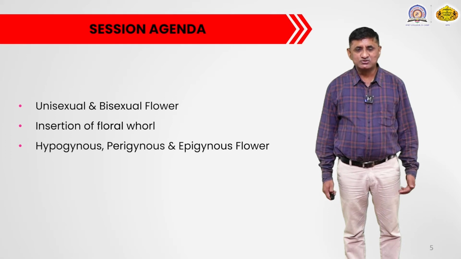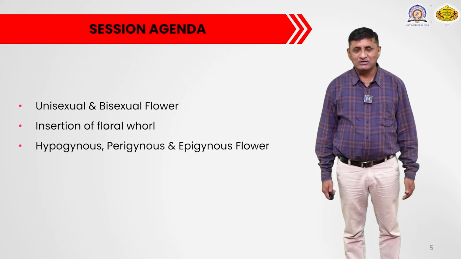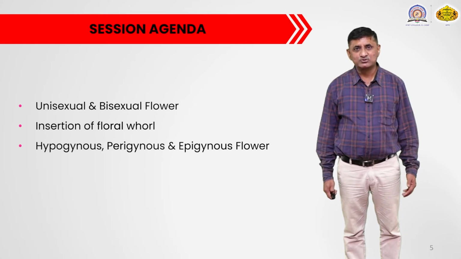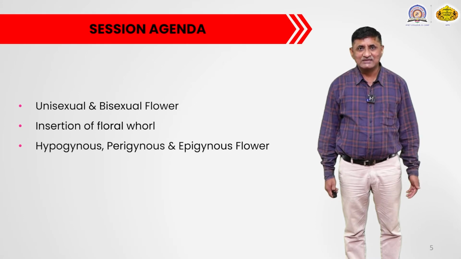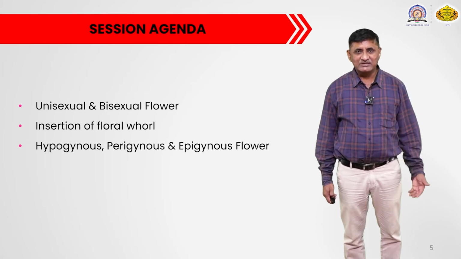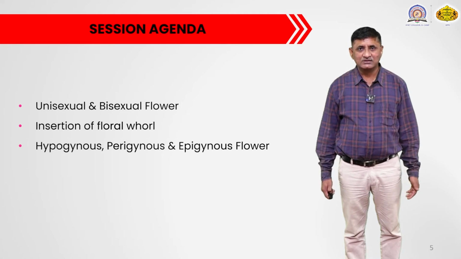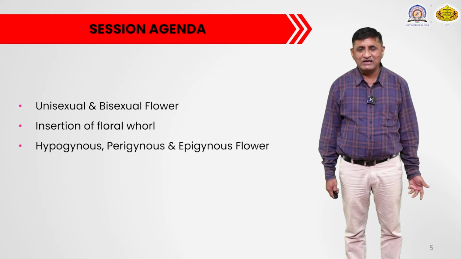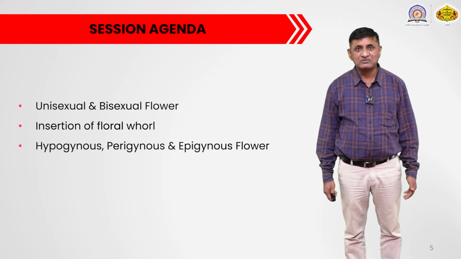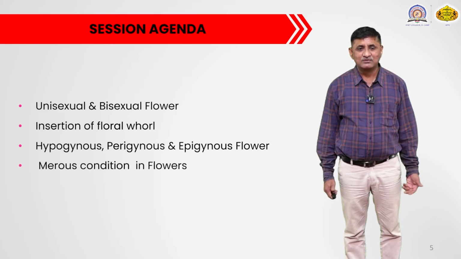We also want to see the position of ovary in a particular flower, and on the basis of the position of ovary, we can categorize a flower as a hypogynous flower, perigynous flower and epigynous flower. So in today's video, we want to learn what is meant by hypogynous flower, what is meant by perigynous flower, and what is meant by epigynous flower.